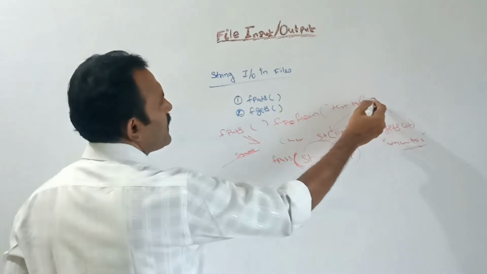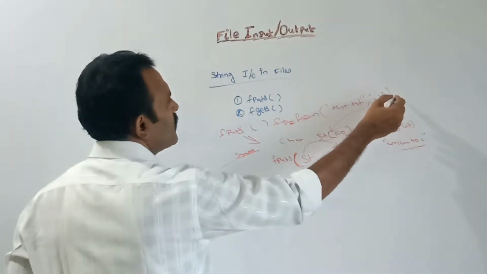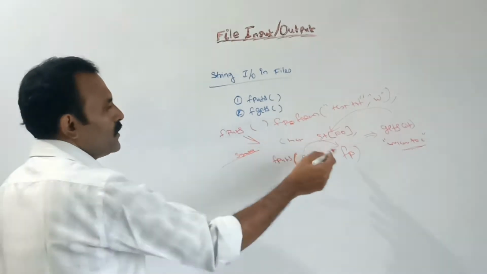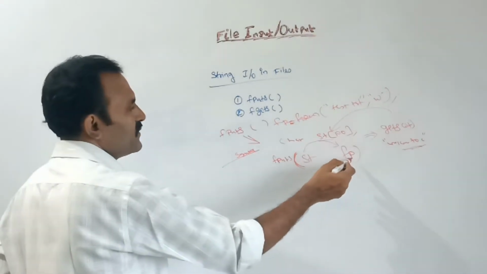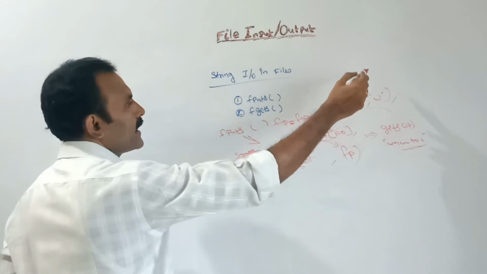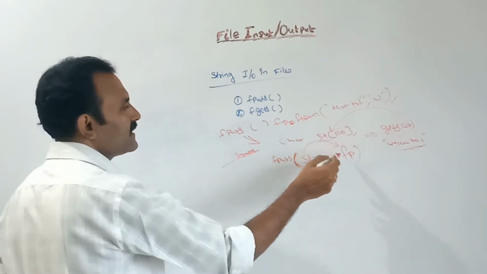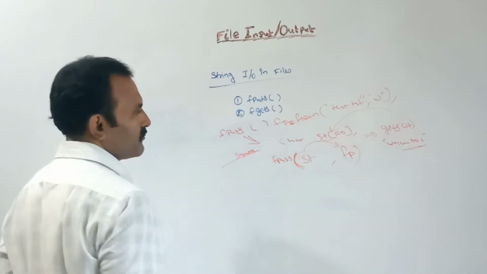Next, I have opened this file in write mode, so that I can write to this fp, because this file pointer fp was opened in write mode. So the content inside the string we can easily write to fp.